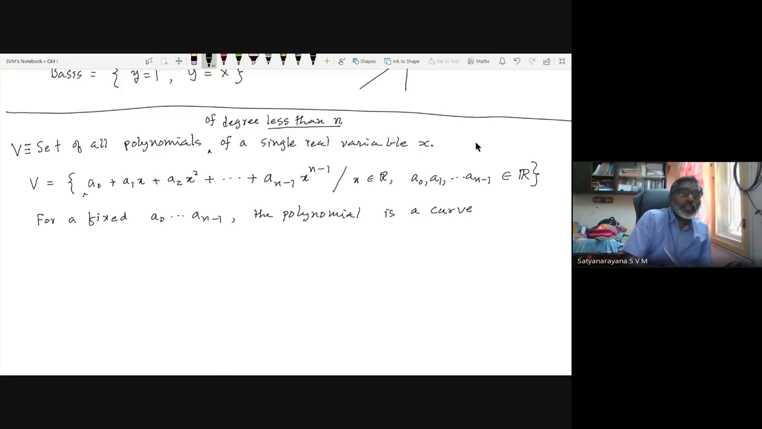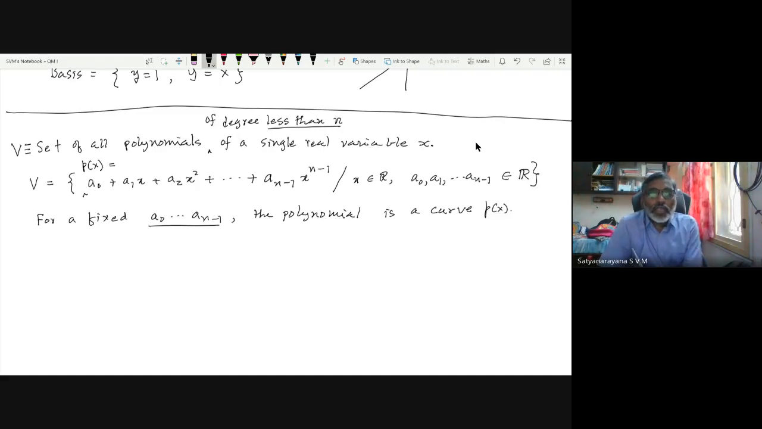Let me call this curve p of x. P of x is equal to this. It is a curve p of x. Now you choose different coefficients, you get a different curve. So the set of all polynomials will be all possible curves up to this order n minus 1. In terms of this, what is the set of all straight lines? The set of all straight lines is the set of all polynomials of degree less than 2, either constant or linear in x. So the above example is just a subcase of this one.